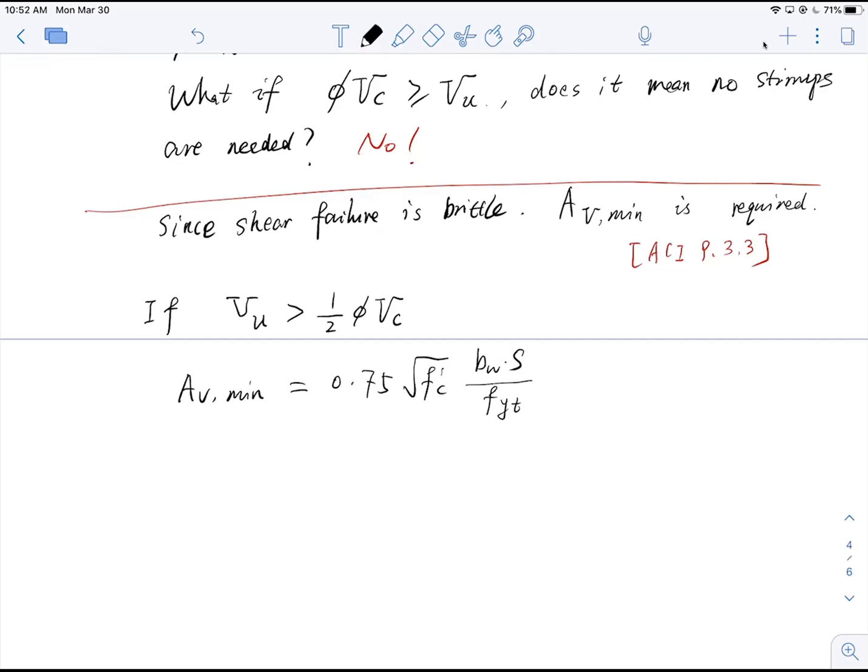And then it also says this has to be bigger than 50 bw s divided by fyt. Such a stringent requirement means let's put some shear stirrups even if you don't need it. As long as the applied shear is bigger than half of what concrete can provide, put stirrups in it. This is very important. There are exceptions, of course.